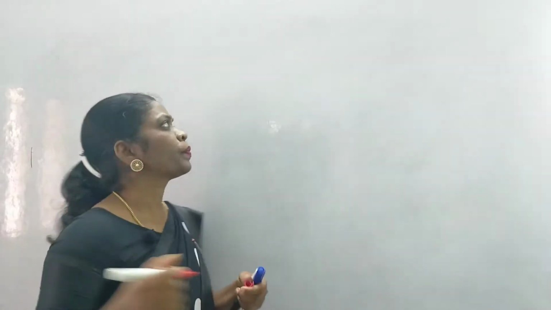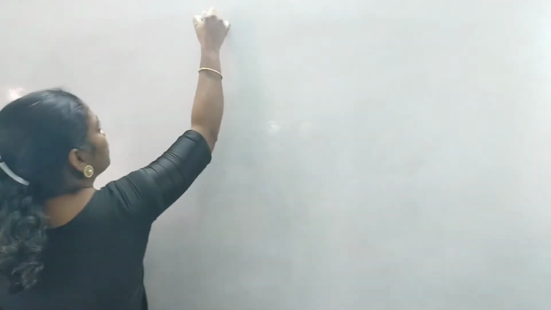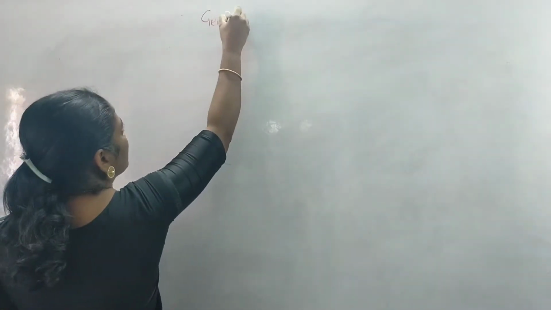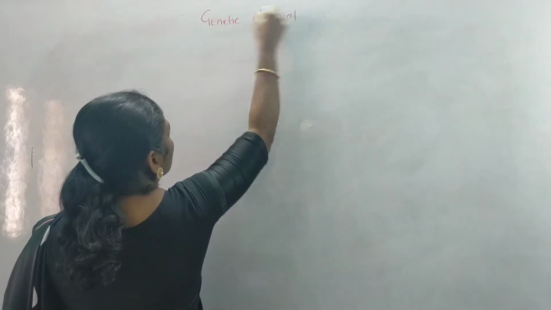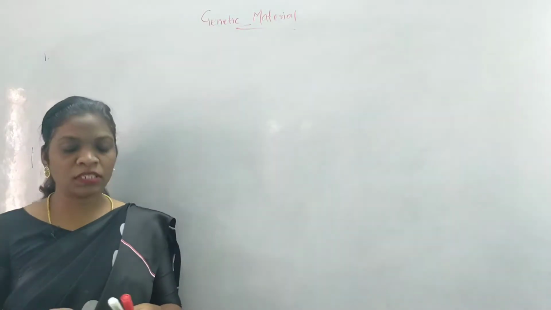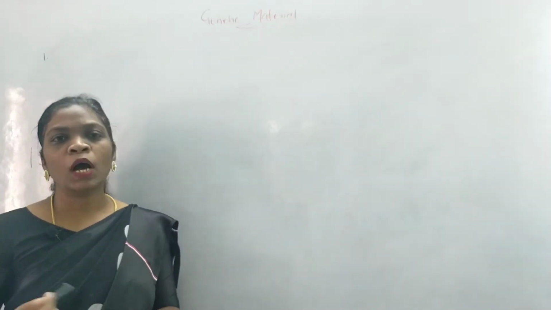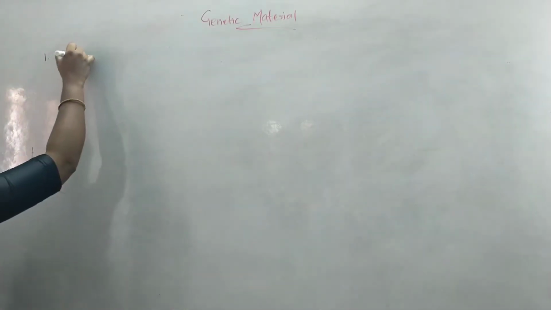Here we are going to learn about how DNA replicates. There are three hypotheses that have been proposed to explain how DNA replicates. We'll see them one by one. The first one is known as the conservative method.